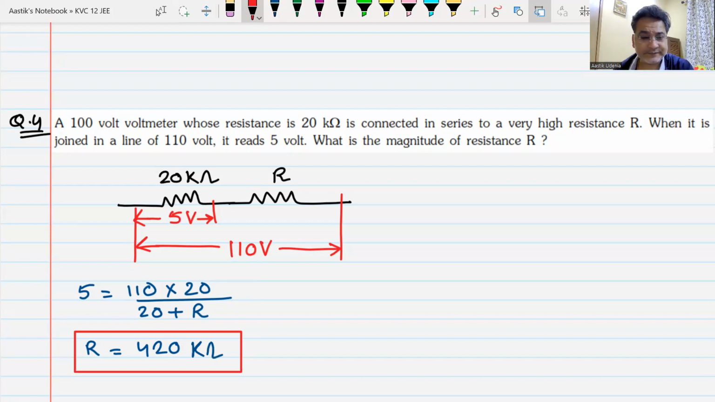End of story. Everyone understood what I did? We have done it so many times, no? Two resistors in series. Find out the voltage drop across this resistor. See, you have become intelligent. The answer is 420 kilo ohms.